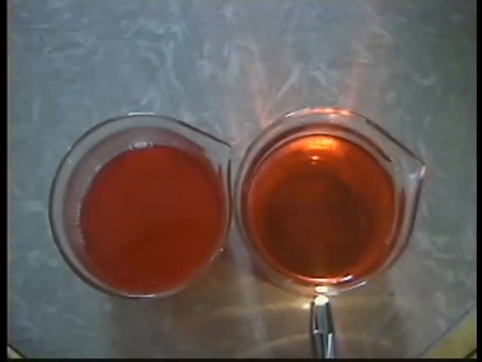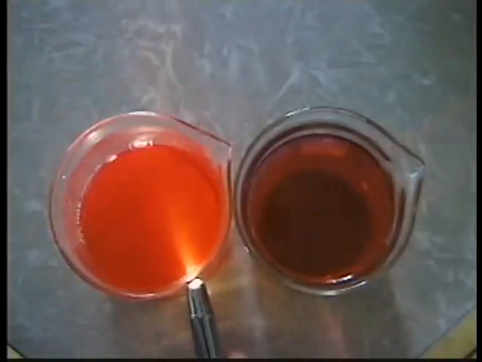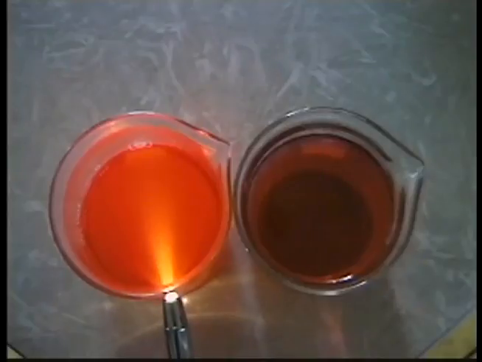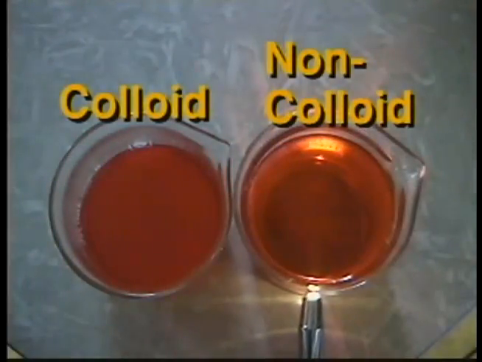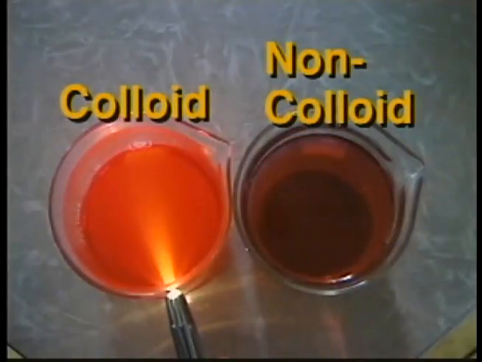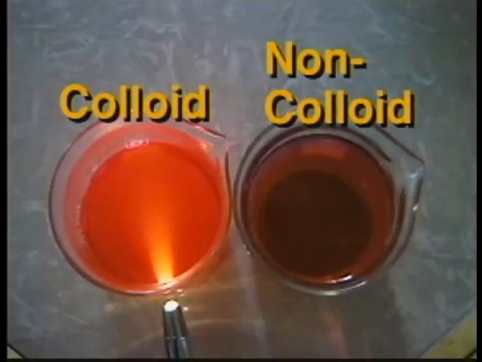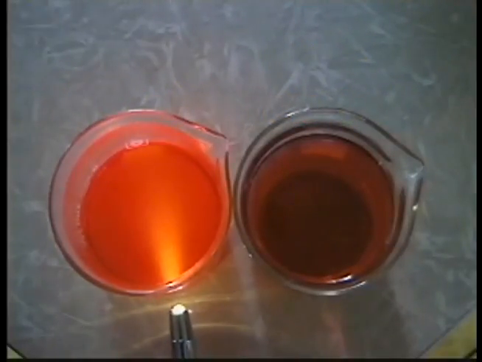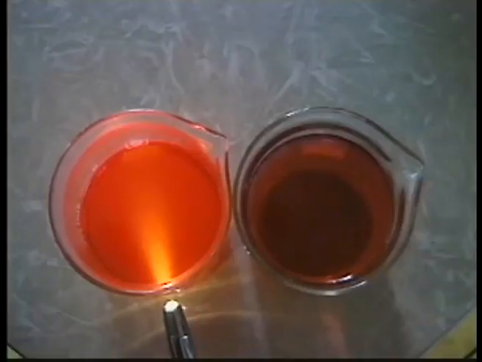The liquid on the left is a gelatin, a colloid. The liquid on the right is colored water, a non-colloid. Due to the properties of the gelatin, light can pass through it, and the particles can be seen, but the particles in the colored water on the right cannot be seen.